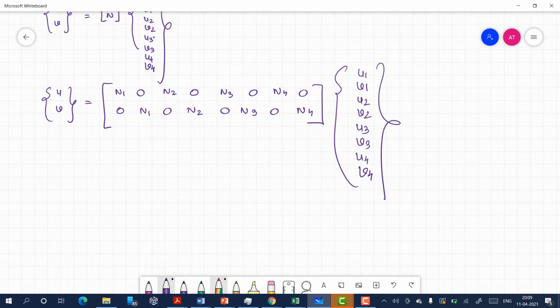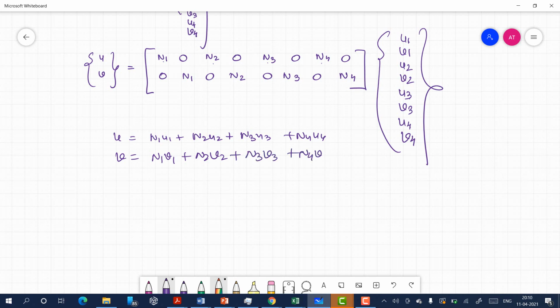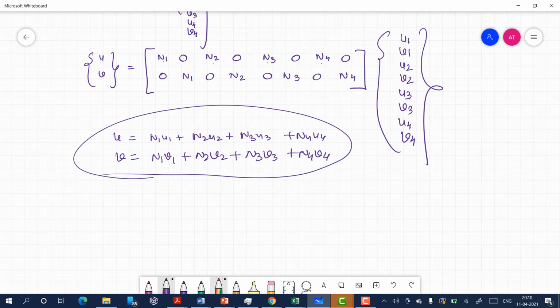Okay, so you can check that this is correct. How do you check it? You can simply multiply. So N1 into U1, N2 into U2, N3 into U3, N4 into U4 is U. Sorry, U. Because that's what we have written, U is equal to N_i U_i. So U is equal to N1 U1 plus N2 U2 plus N3 U3 plus N4 U4. And V is equal to N1 V1 plus N2 V2 plus N3 V3, and you know the last term, right? And this is what we get if we write it in the matrix form.